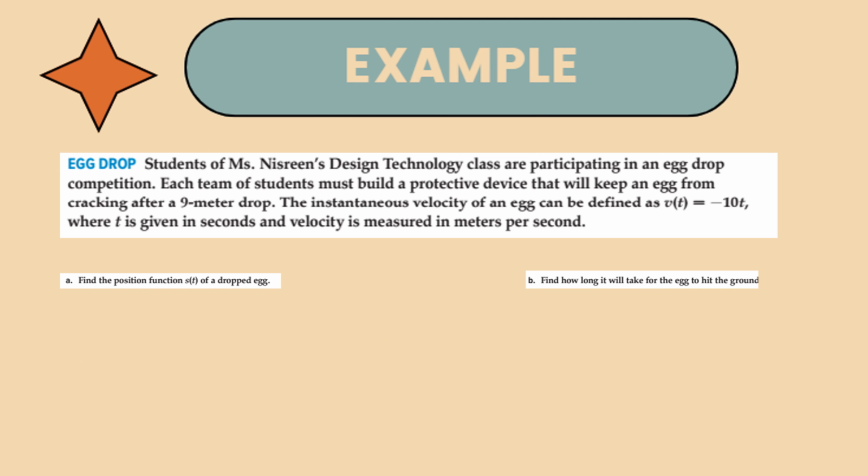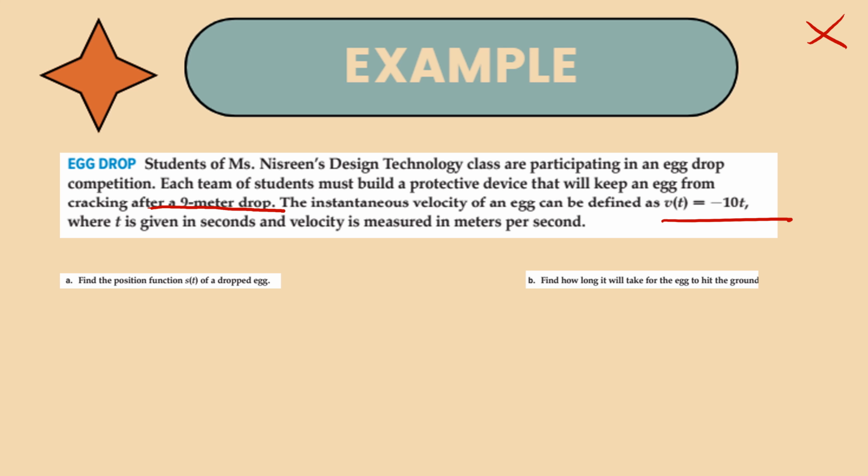Let's have a look at this fourth problem, which says: students of Miss Nisreen's Design Technology class are participating in an egg throw-up competition. Each team of students must build a protective device that will keep an egg from cracking after a 9-meter drop. The velocity of an egg can be defined as this function, where t is given in seconds and velocity is measured in meters per second. We want to find the position here.